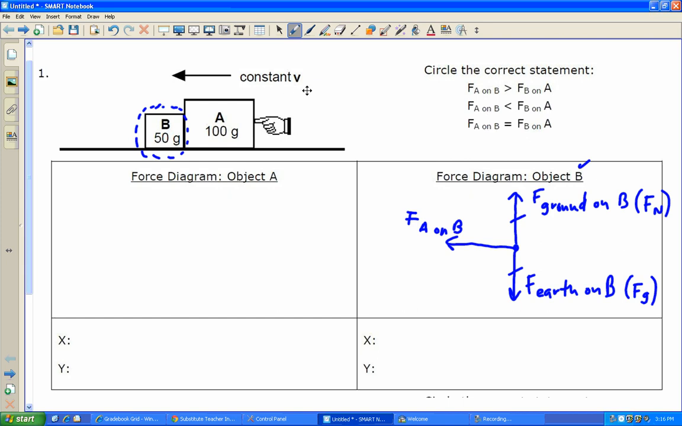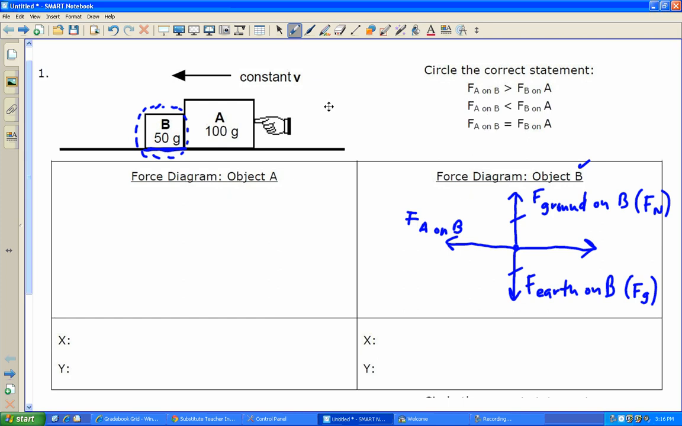Now, we see that this is constant velocity, so we have to think back about what we know about force and motion. Constant velocity means no acceleration, and if there's no acceleration, the forces have to be balanced. The net force has to be 0. So I have to conclude that there's a force to the right on object B that's balancing the force of A pushing B to the left. And I would have to assume that there's probably some friction present, right? At the surface here, there's some resistance.